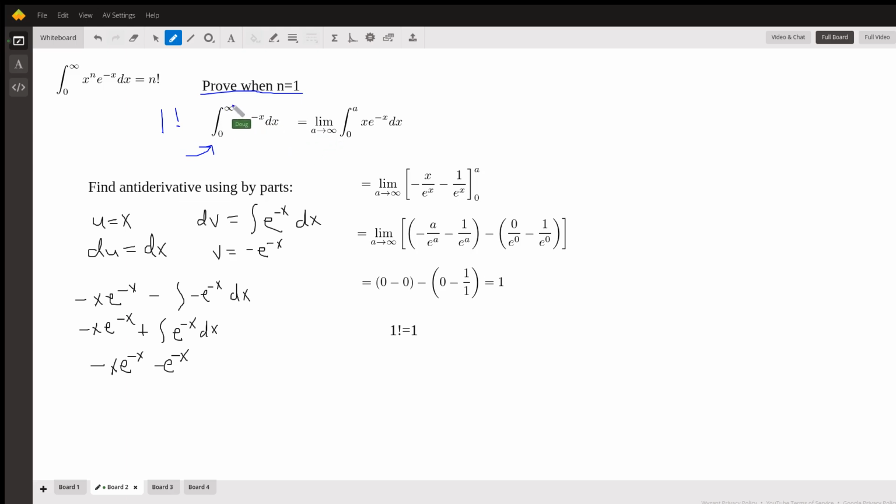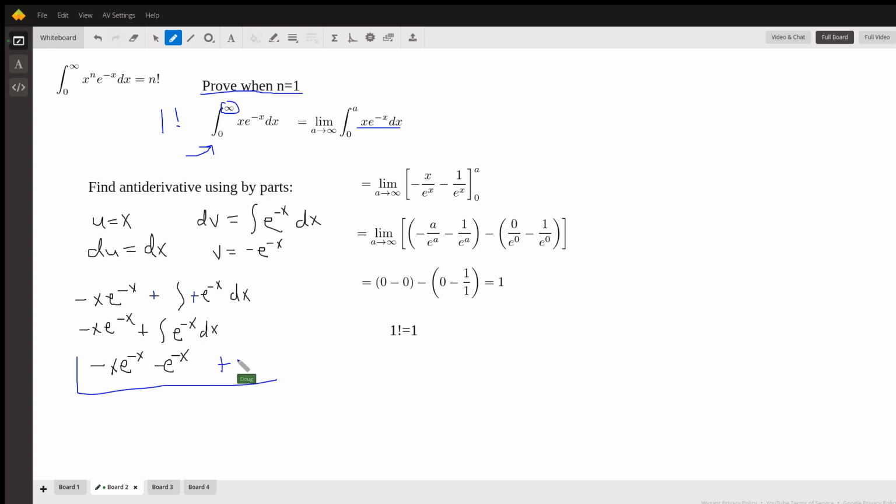Since the upper limit is infinity, we'll take the limit as a approaches infinity of the definite integral from 0 to a of this integrand. And we do that by parts. We'll let u equal x, and dv equal e to the minus x dx, then find du and v. The antiderivative is u times v, that's minus x e to the minus x, minus the antiderivative of v du. So that's minus the integral of e to the minus x dx. We can move this minus sign out front, and the antiderivative of e to the minus x is minus e to the minus x.